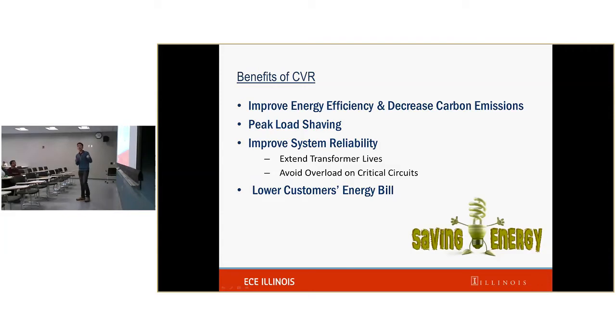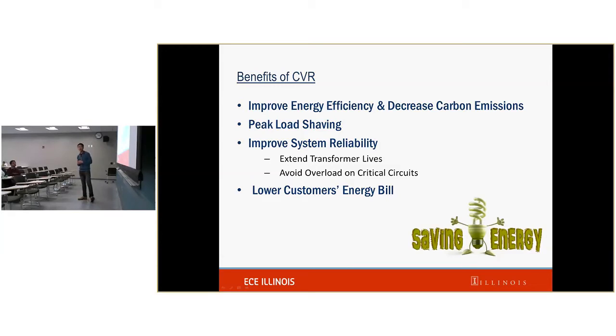Okay, so coming to the benefits of CVR. Basically, it saves energy, so it improves energy efficiency and also decreases carbon emissions, because sometimes you don't need your expensive generator if you have a peak load demand. Also, it's peak load shaving, and it improves system reliability, because by reducing the voltage you actually extend the transformer's life, because the core loss is going down.